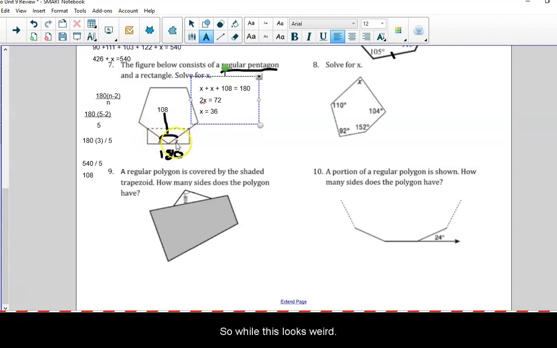So while this looks weird, don't freak out. Solve the interior angle. Use some prior knowledge. You know that this is a straight line. It's got to equal 180. You're good to go.